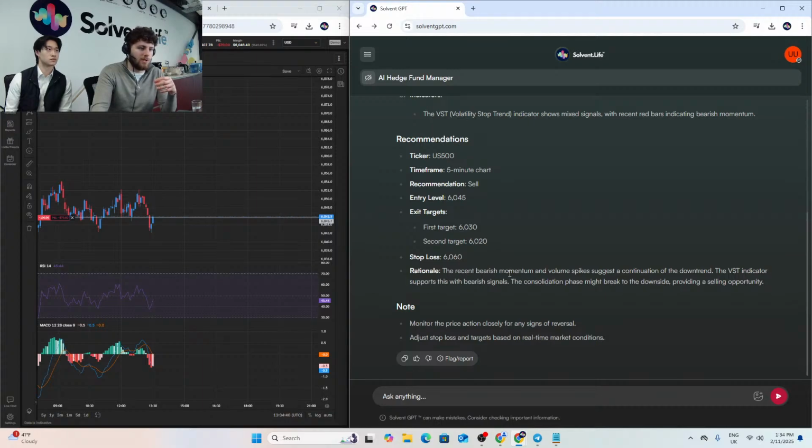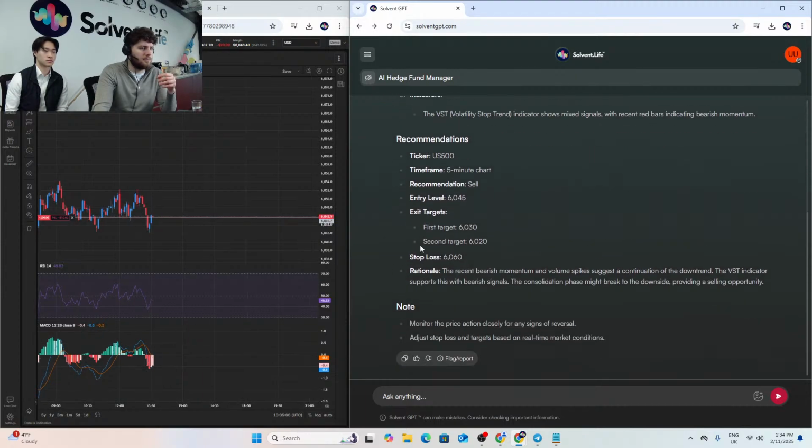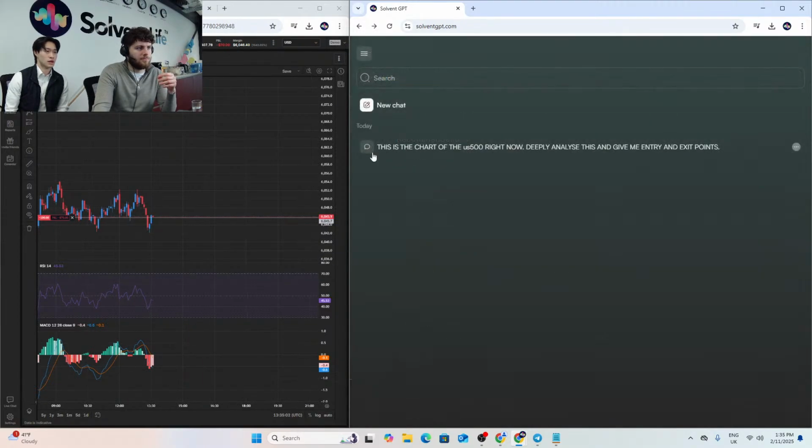So we have the recent bearish momentum and volume spikes suggest a continuation of the downtrend. The VST indicator supports this with bearish signals. The consolidation phase might break to the downside, providing a selling opportunity. Fantastic. Amazing.